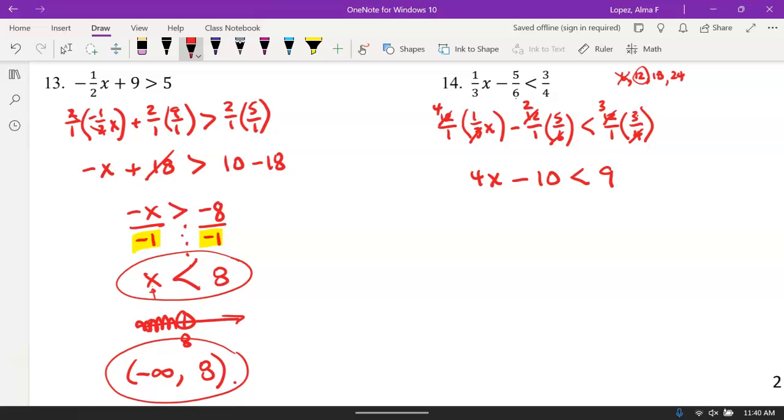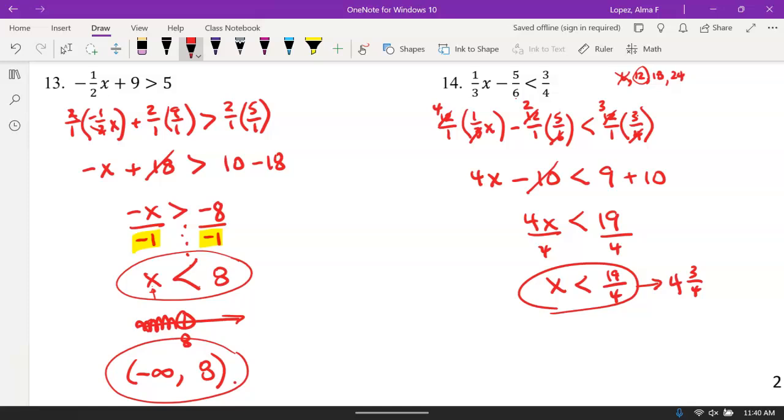All right, I'm going to start by getting the x all by itself on the left, so I'm going to move the negative 10 over the inequality, which is going to make it a plus 10. We have 4x, our symbol, and 9 and 10 make 19. After dividing both sides by 4, x is going to give us 19 fourths. And again, if they give you a pre-numbered number line, I want you to start off by converting it into a mixed number, and that would be 4 3/4.